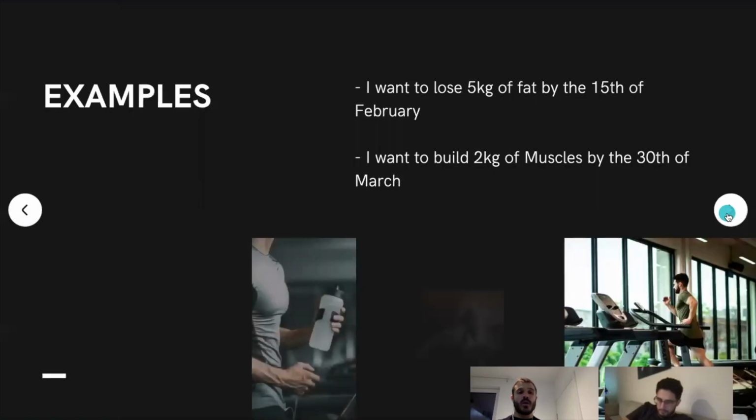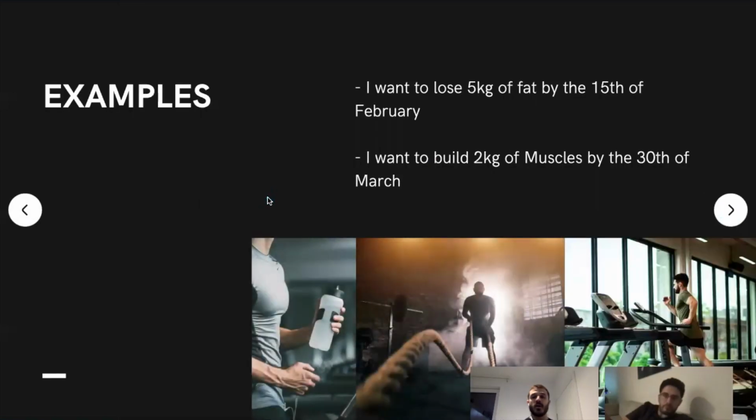So yeah, we have some examples here. I want to lose 5 kilo of fat by the 15th of February. So it's specific because it's 5 kilo of fat, measurable, again, because I have a number there, 5 kilo. I can measure how much fat I lose. Well, relevant or realistic, of course, that depends on your situation. And then we have the time, which is, of course, the date. We have the 15th of February.